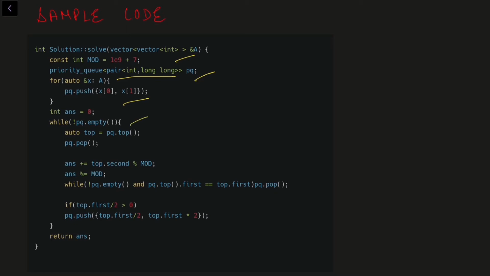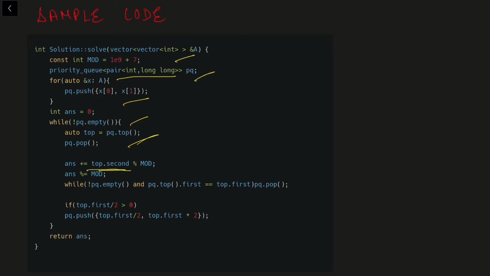As long as the priority queue is not empty, I'm popping the topmost element. Why the topmost element? Because it consists of the element which has maximum quality at that point of time, and also the maximum quantity among all the elements which have maximum quality right now. Okay, so we need to add the quantity to the answer because it is maximum.